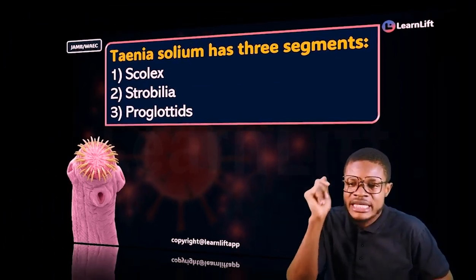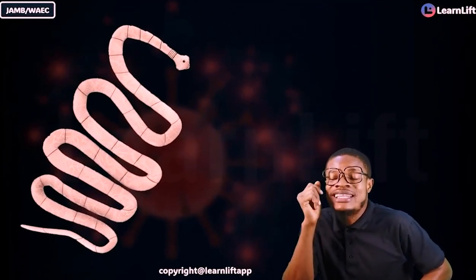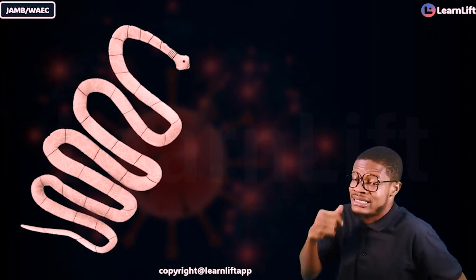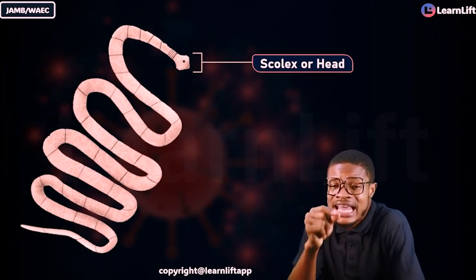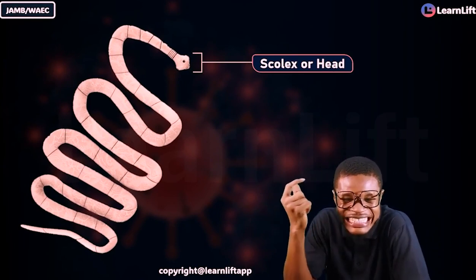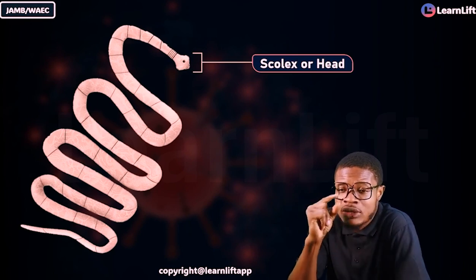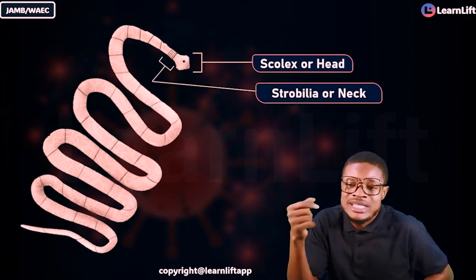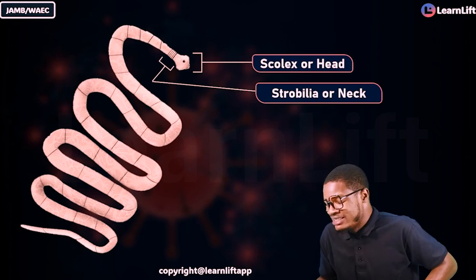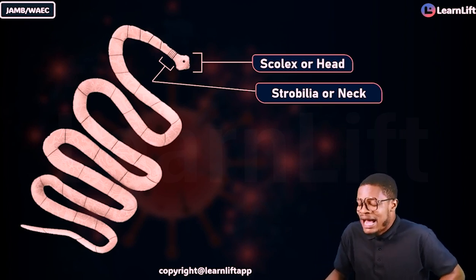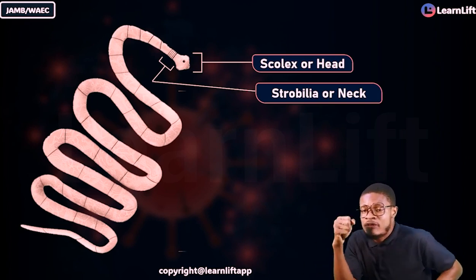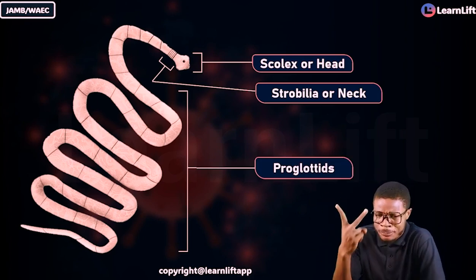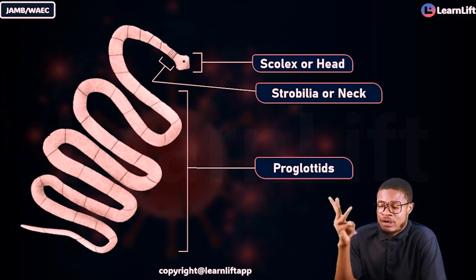Okay, now look at this very carefully and tell me where the scolex is. From this that you are seeing now, this here is the scolex, another name for the head of your tapeworm. Scolex or head mean the same thing. Number two is the neck, also called your strobila. And the entire body forms what is called the proglottids. So the scolex or the head, the strobila or the neck, and number three is the proglottids.